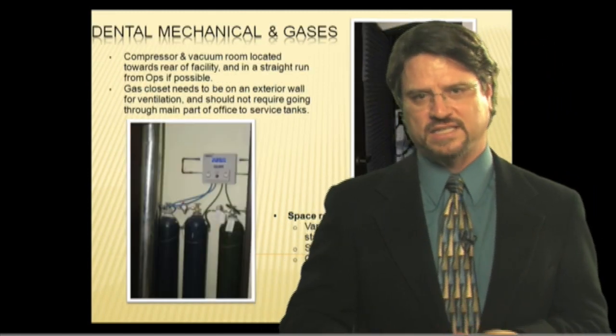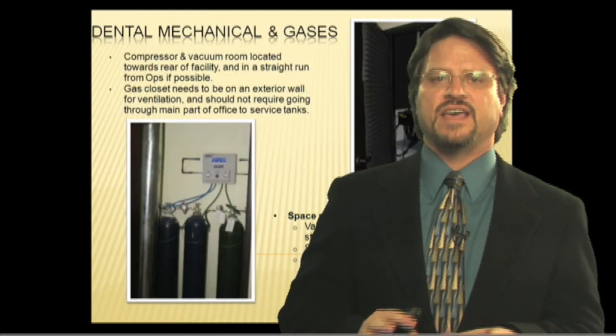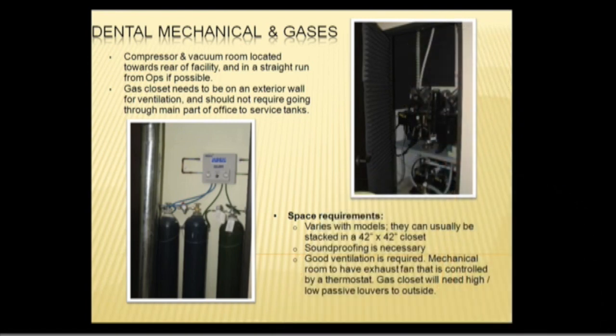Dental and mechanical gases closets. Compressor and vacuum room should be located towards the rear of the facility in a straight run from ops if possible. The gas closet needs to be on an exterior wall for ventilation and should not require going through the main part of the office in order to service the tanks.